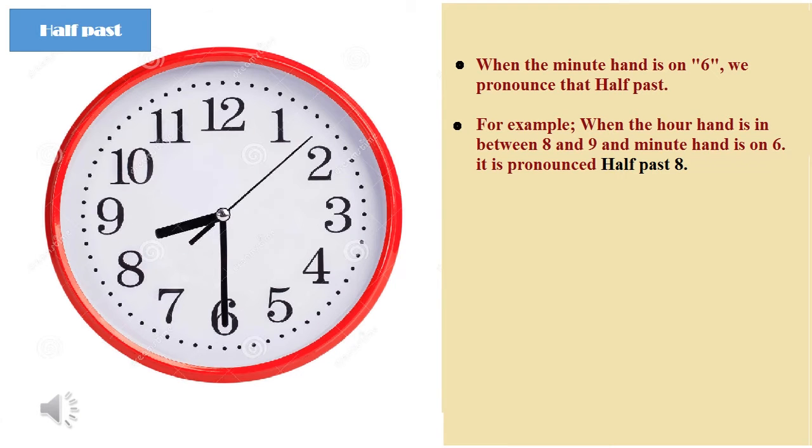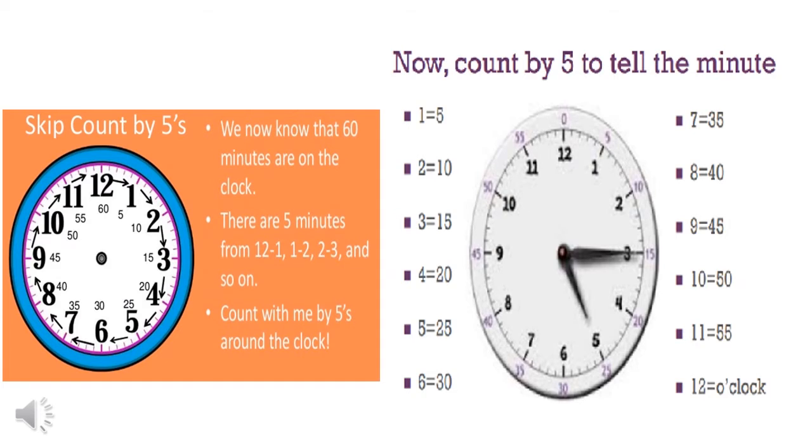Another terminology which we use while we are using analog clock is half past. When the minute hand is on 6, we pronounce that half past. As we can see in this analog clock, when the hour hand is in between 8 and 9 and minute hand is on 6, it is pronounced half past 8. As we know the terms o'clock and half past, o'clock means 1 hour, half past means half an hour.